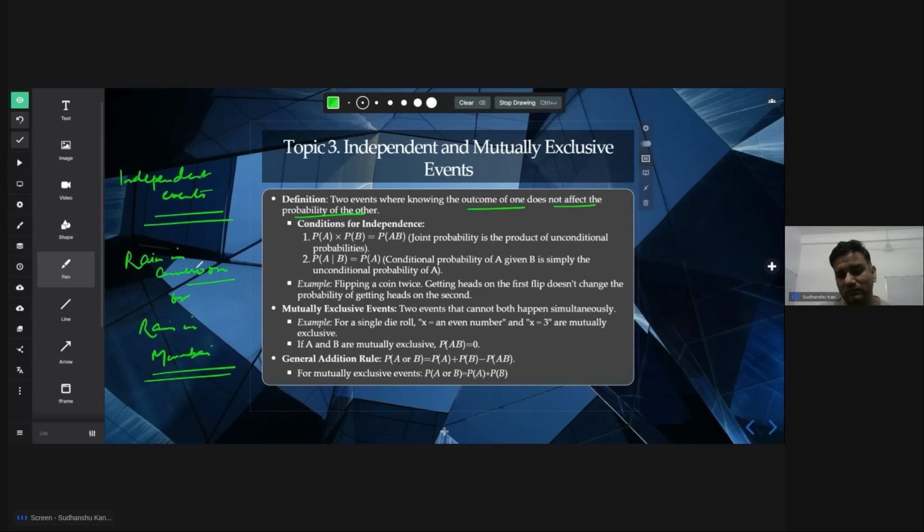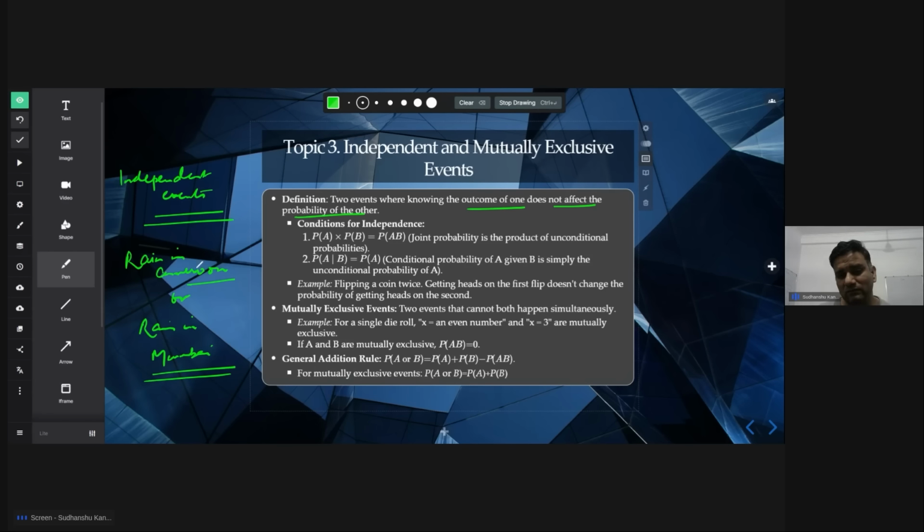So this part is done. Now we have mutually exclusive events. Mutually exclusive events means events which cannot exist together, right? If I'm flipping a coin, I cannot say that I'm getting a head and a tail together. Either it will be head or tail. If it is head, it cannot be tail. If it's tail, it cannot be head. So if the stock price is going up, it cannot go down, and if it's going down, it cannot go up, at the same moment.